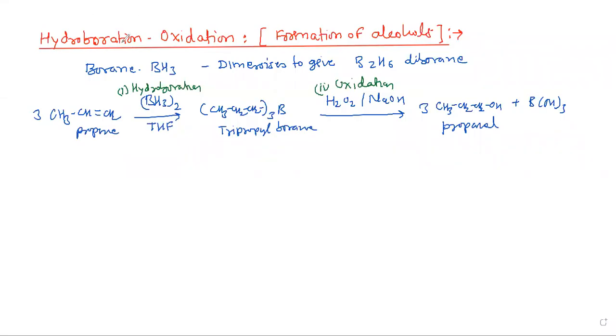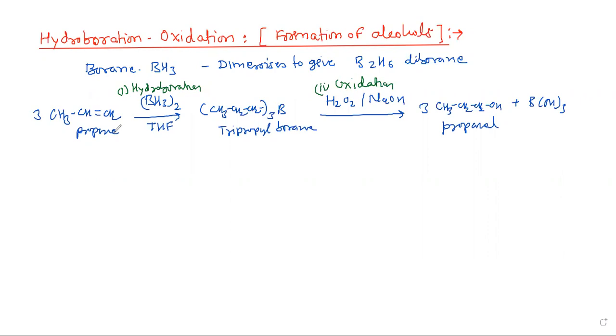Hello friends, in this lecture we are going to discuss hydroboration oxidation, that is formation of 1,2-diols. This hydroboration of the alkenes is carried out by using the reagent borane, which is called BH3. And this BH3 dimerizes to give B2H6, that is called diborane. It is actually a two-step reaction. In the first step, hydroboration occurs, and in the second step, oxidation occurs.